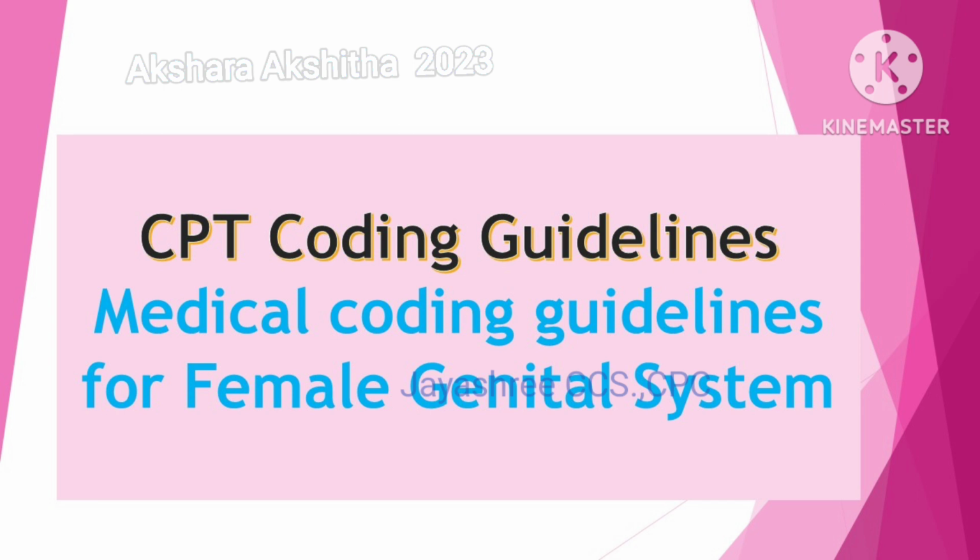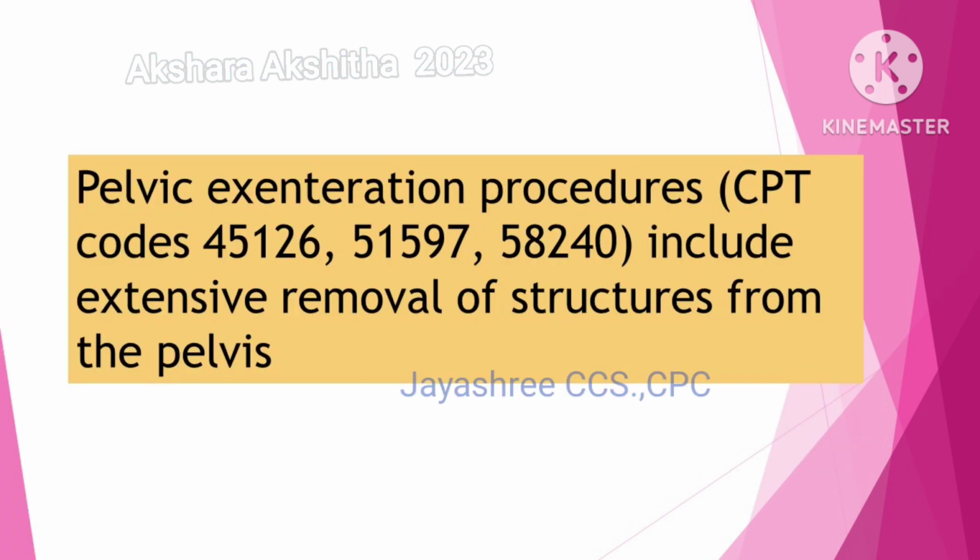Then next point is pelvic exenteration. The CPT codes are 45126, 51597, 58240. This is performed when extensively removing structures from the pelvic area, so that will be included. We should not report it separately.